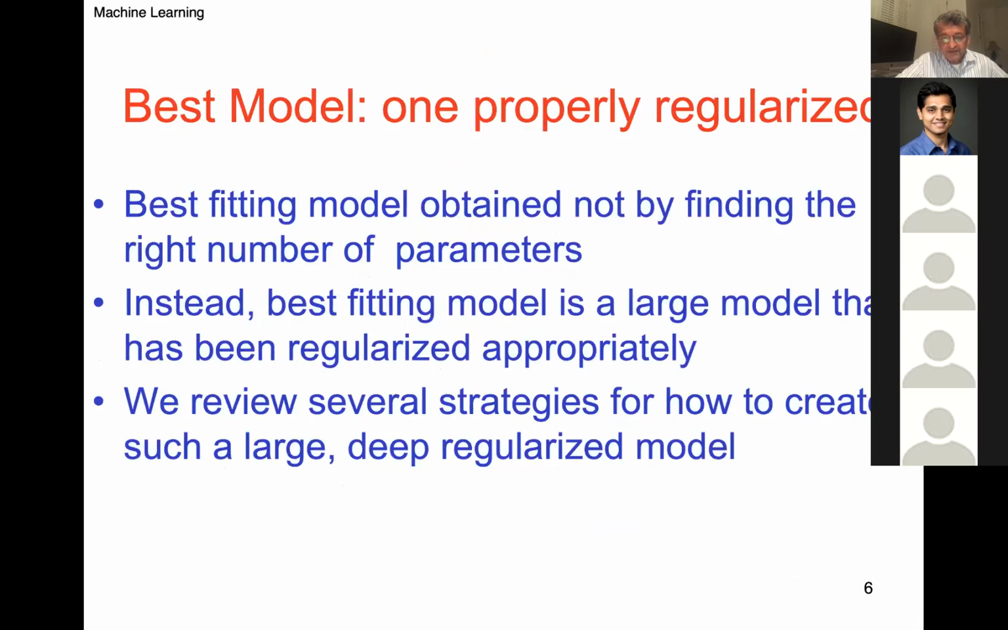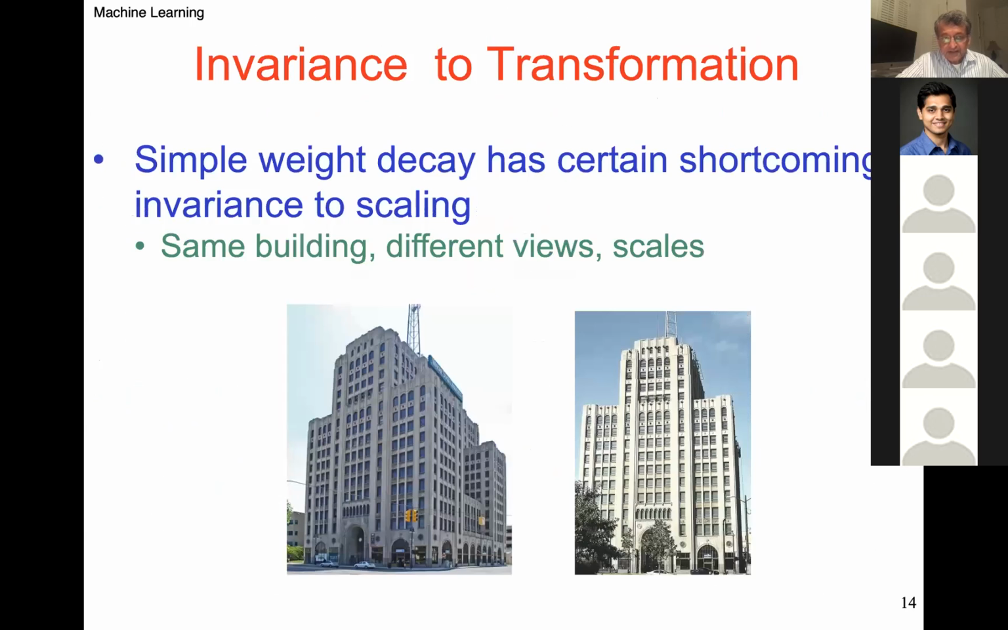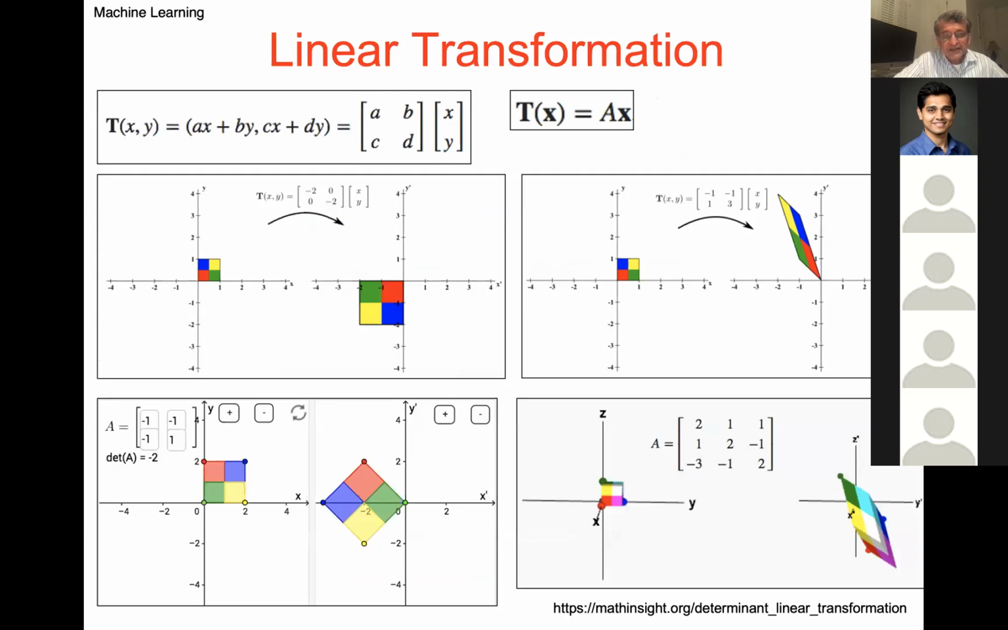Oh, I've been going backwards rather than forwards. All right. So here is invariance to transformation. Simple weight decay has a certain shortcoming. Consider invariance to scaling: the same building, different views and scale. This building and this building are the same, taken at a slightly different angle. So do we train on varieties of transformations, or are there better solutions? That is the question.